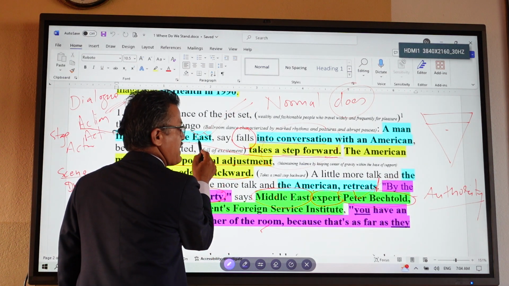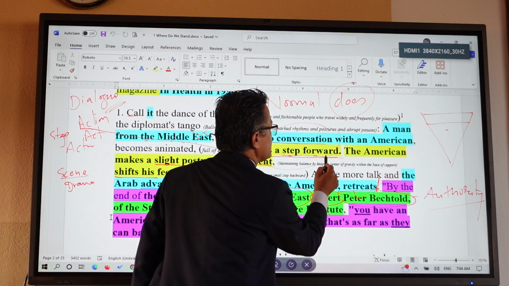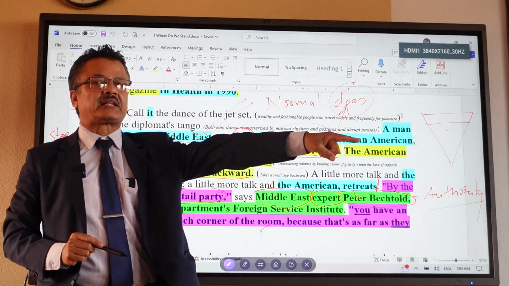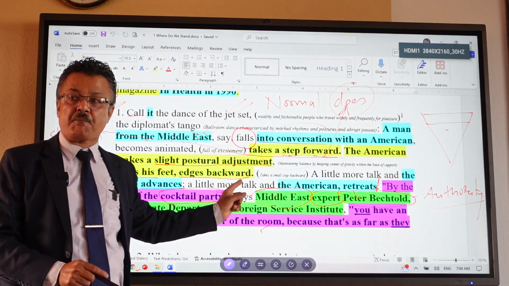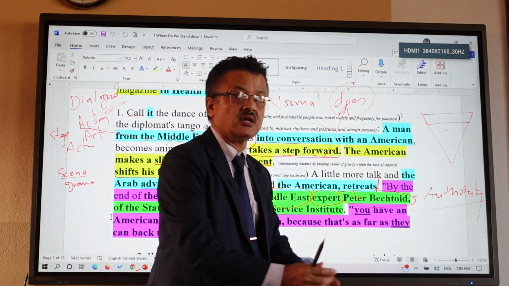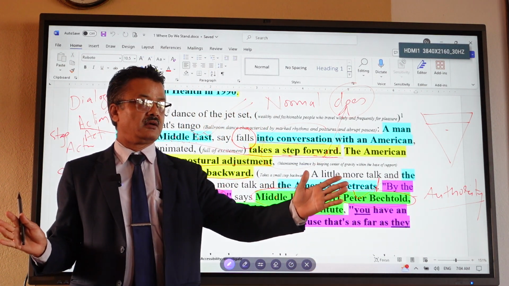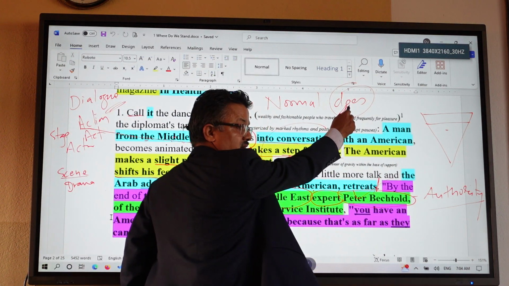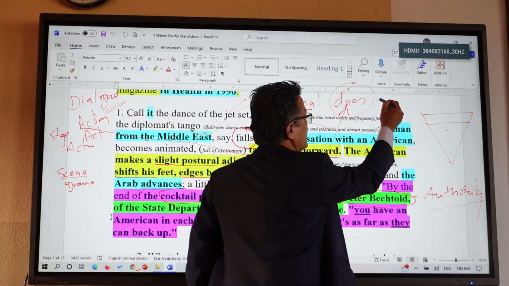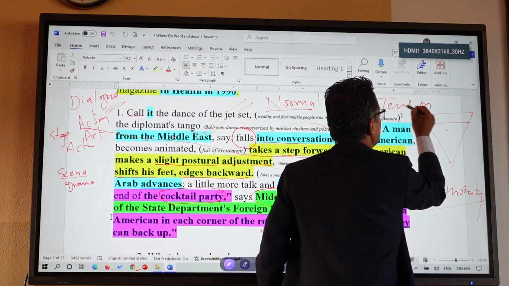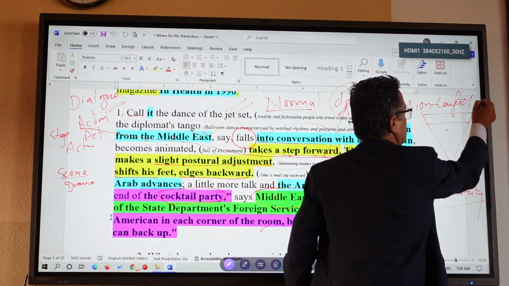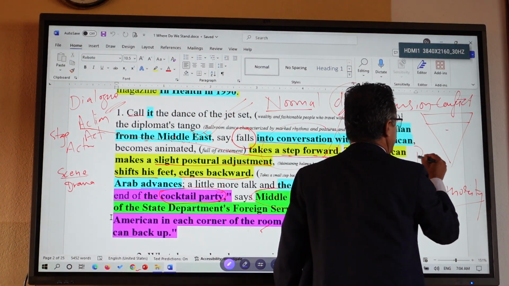This Middle East man is stepping forward. This is the activity that creates the problem. If he had been sitting right over there and not approaching the American, no problem would emerge. If this Middle East man had not stepped forward, no problem would emerge. They will talk normally. But he does something, and this something breaks the normalcy and creates tension. This tension develops into conflict. This conflict creates problem.